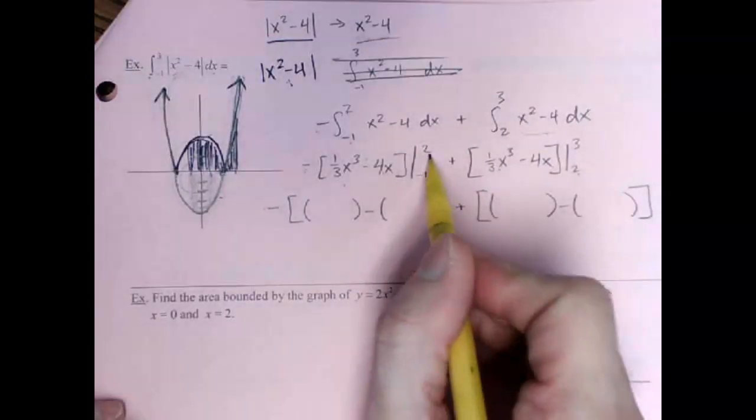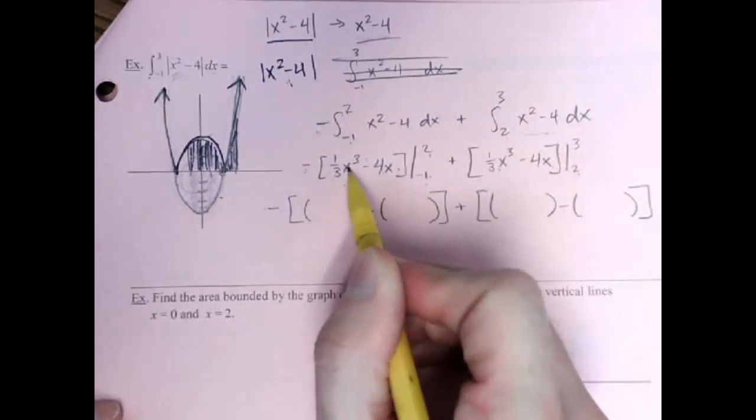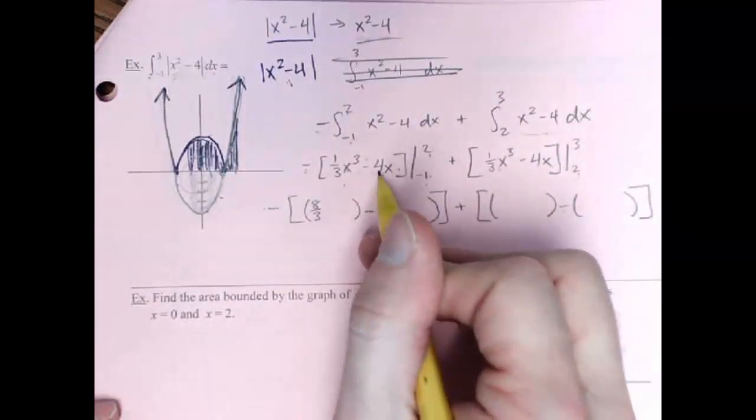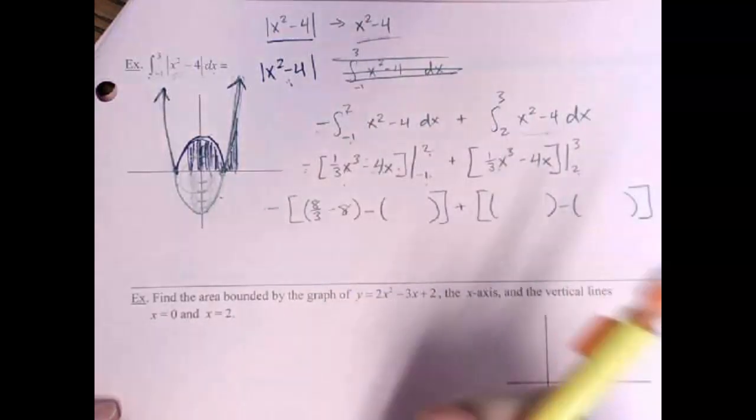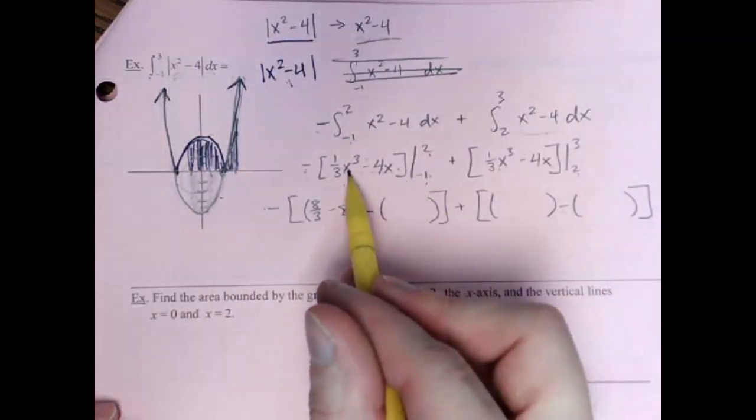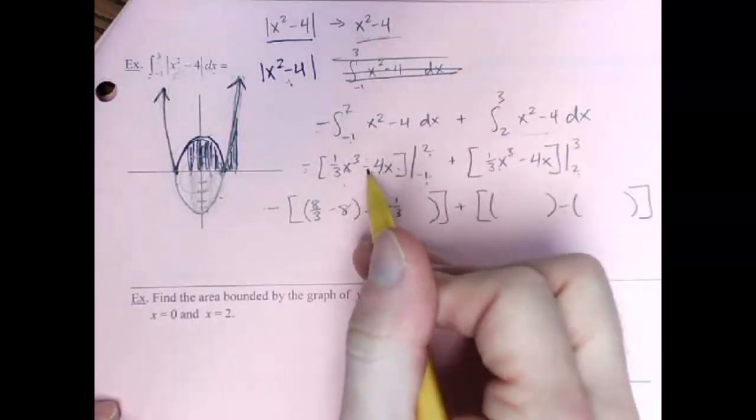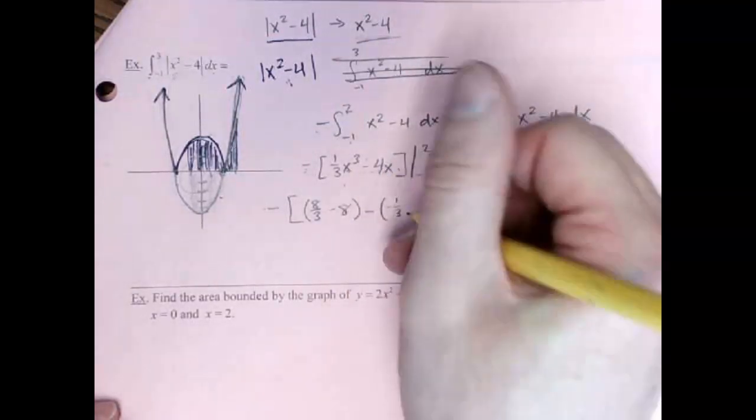Okay, let's plug in 2. 2 cubed is 8. 8 over 3 is just 8/3. Minus 4 times 2, so that'd be minus 8. Then let's plug in the -1. -1 to the third power would be -1, so it's going to be a negative 1/3. -4 times -1 would be plus 4.